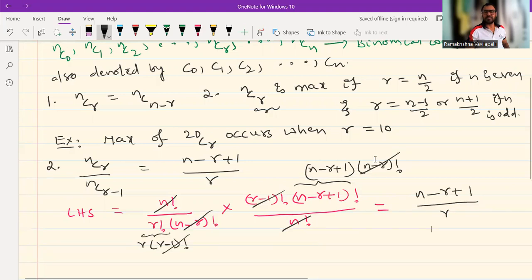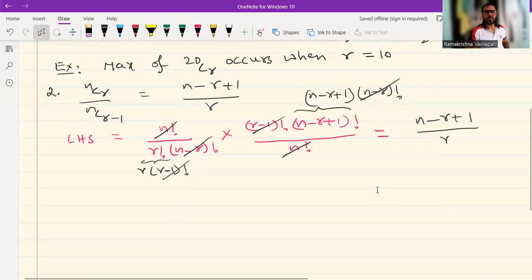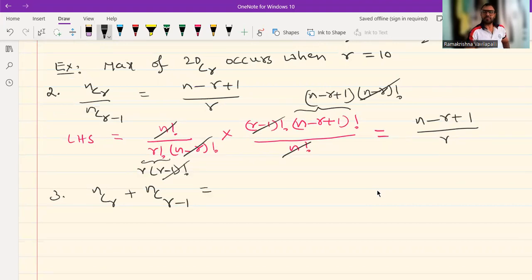Another one is nCr + nC(r-1). This is equal to, it is also very, very important, (n+1)Cr. You have to take the bigger one among these two. The proof of this identity is same as above, but still I will prove it.